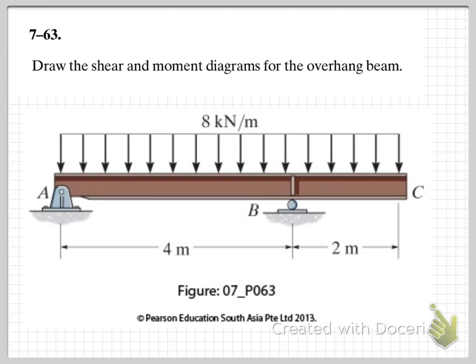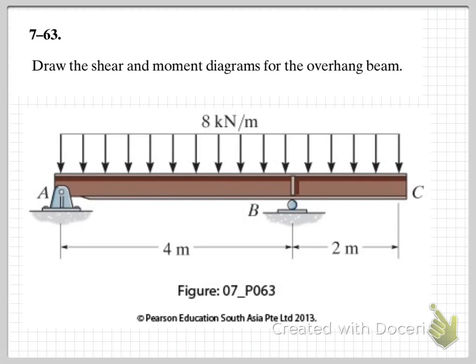Today we're going to look at drawing shear and bending moment diagrams for a loaded beam. So you can see the example problem that we're going to look at today. We have a beam with a uniformly distributed load and it's supported by a pin support at A and a roller support at B, and we're asked to draw the shear and moment diagrams for this overhanging beam.